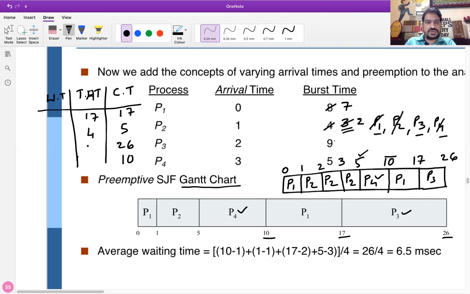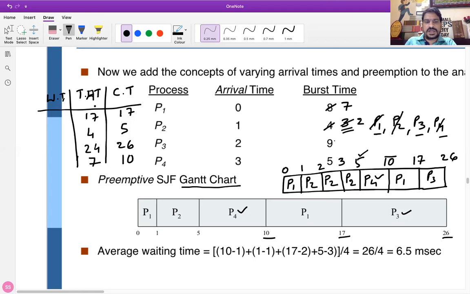26 minus 2, it will be 24. 10 minus 3, it will be 7. So this is my total turnaround time. Now let's go and find out the waiting time. Waiting time is nothing but the turnaround time minus burst time.